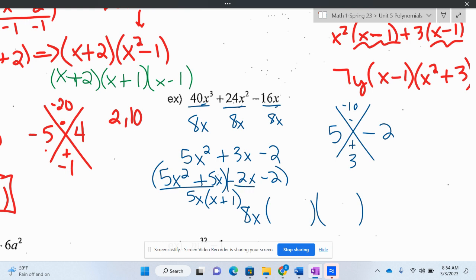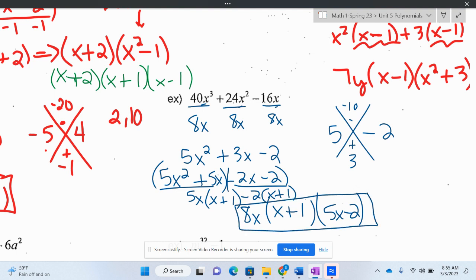What about the next grouping? I need it to equal x plus 1. So what am I going to pull out? A negative 2. Divide those both by negative 2, and I get x plus 1. Copycat comes first. What you have left over, 5x minus 2. These are the factors of that example.